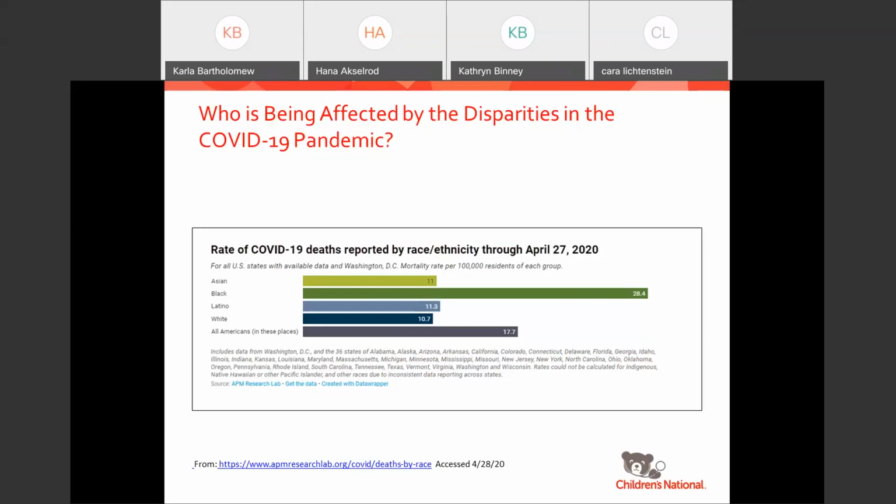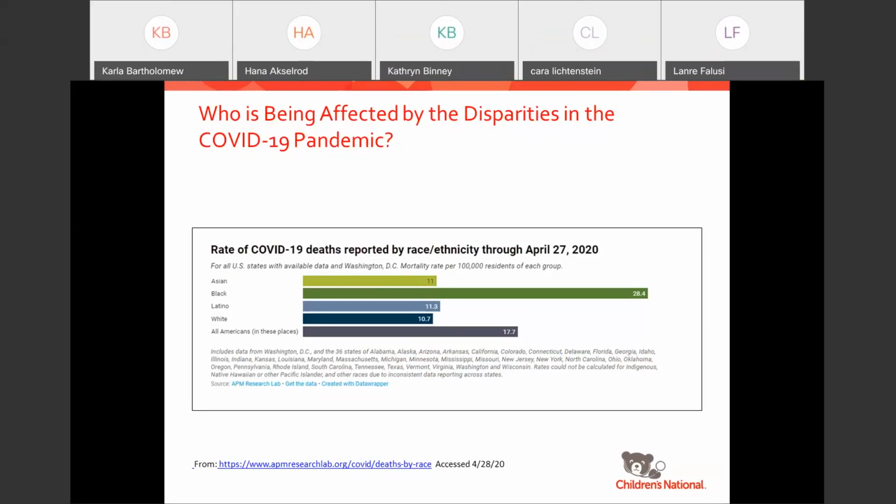In 7 states and the District of Columbia, mortality rates for Black residents far exceed the national rate of 28.4 deaths per 100,000 Blacks. This is seen most dramatically in New York State with 141.9 deaths per 100,000 Black residents. And unfortunately, Washington, D.C. has also seen big disparities with a death rate of 47.2 per 100,000 Black residents. And the difference between Black residents' share of deaths and share of population in D.C. is greater than 30 percentage points.